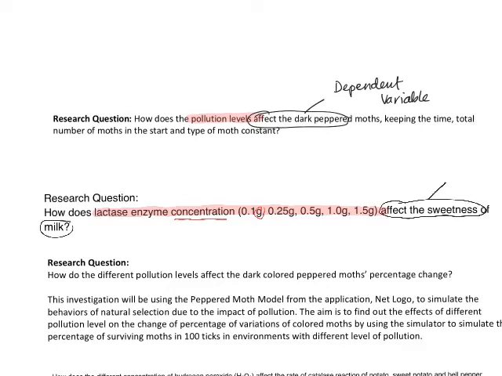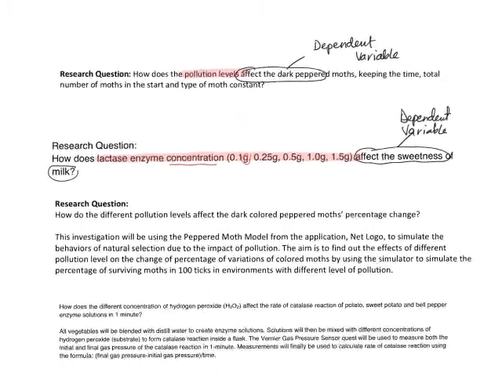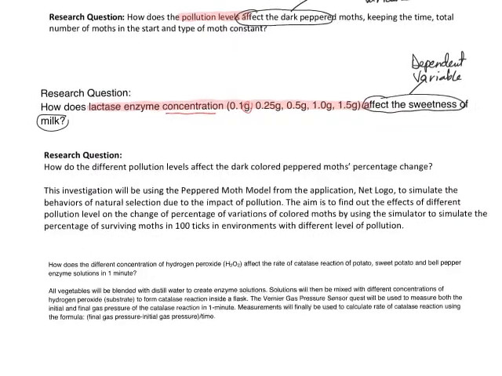So this is not a clear dependent variable because I don't know how they're going to measure it. If they had followed it up with a second sentence saying how they're going to measure it, then I think it probably would have been okay.